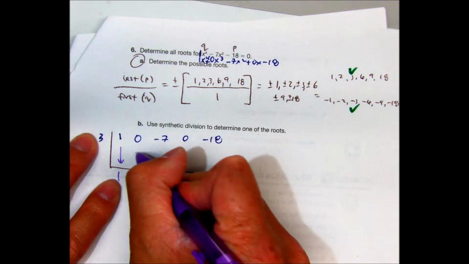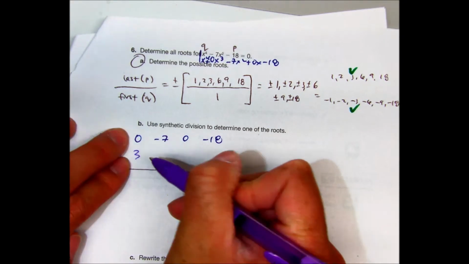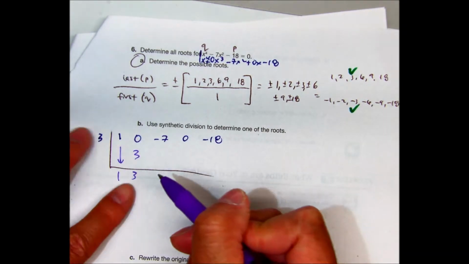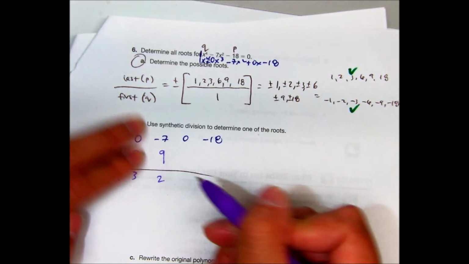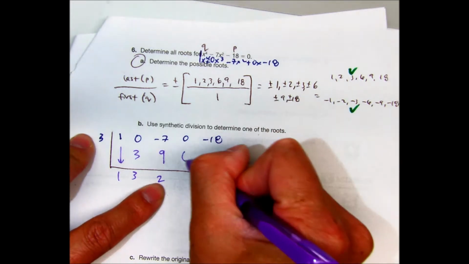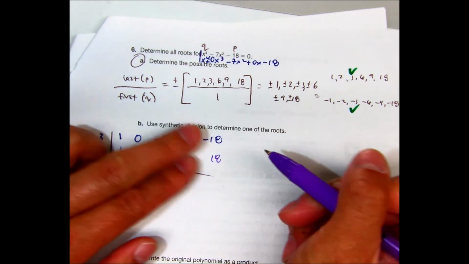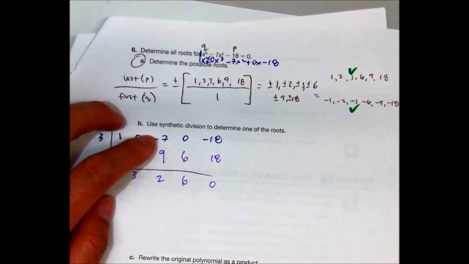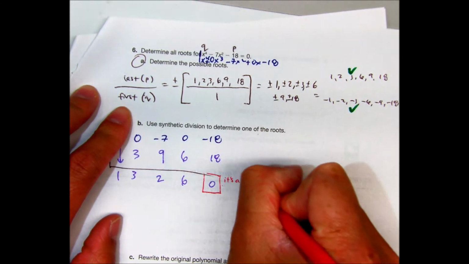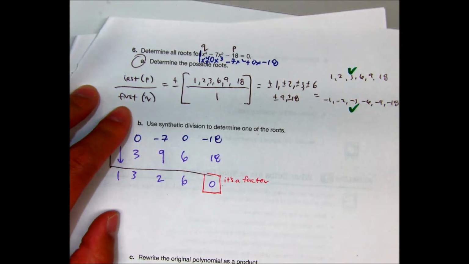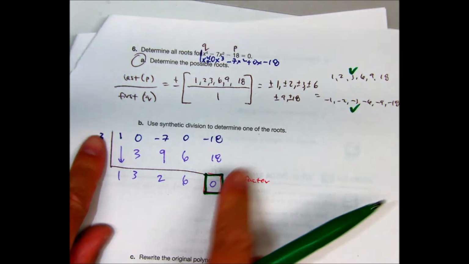Bring it down. Multiply. What do you get? Class, what do you get? 3. Add. 3. Multiply. Add. Multiply. Add. 2. Multiply. Add. 0. If the remainder is 0, then it's a factor. And this is the reason why, green for good, that is the reason why I checked off a 3 over here.